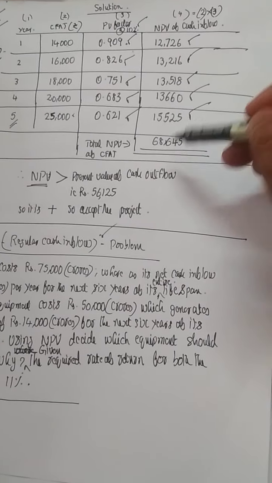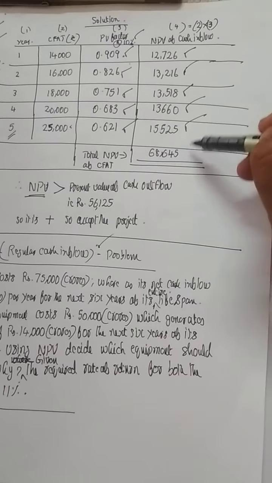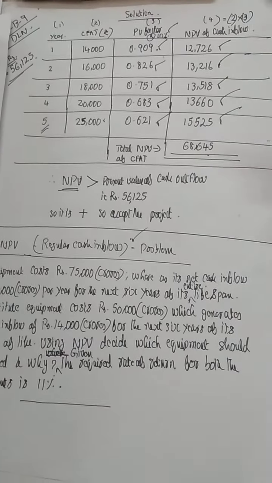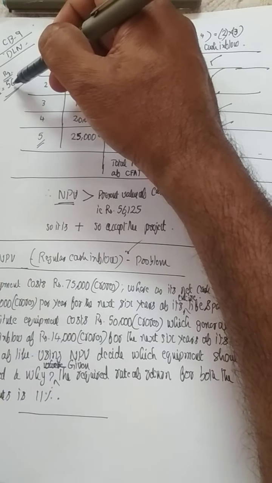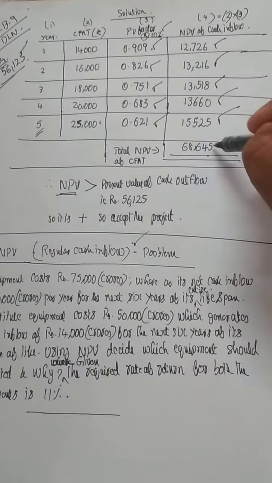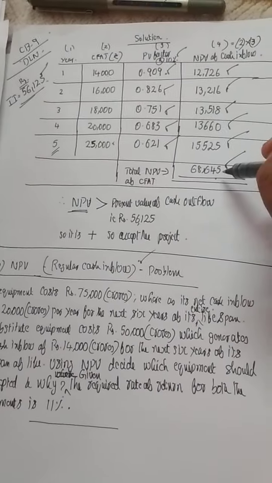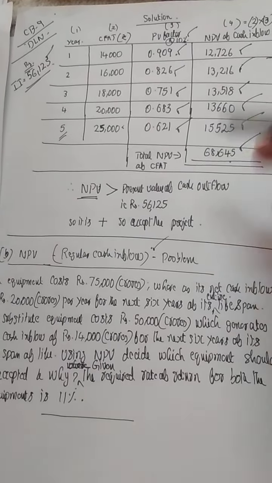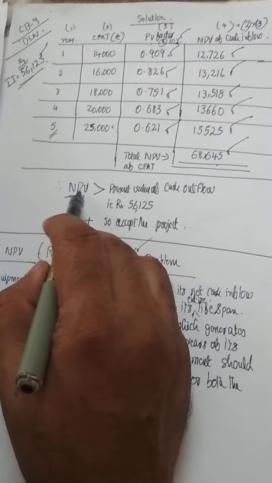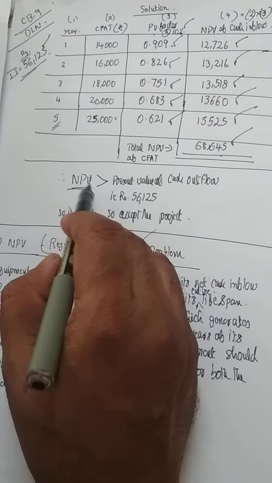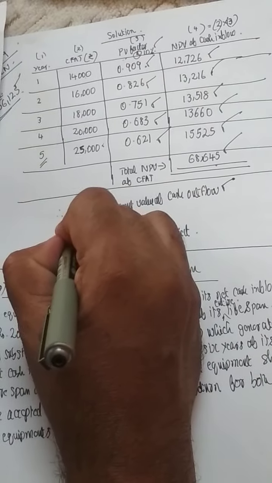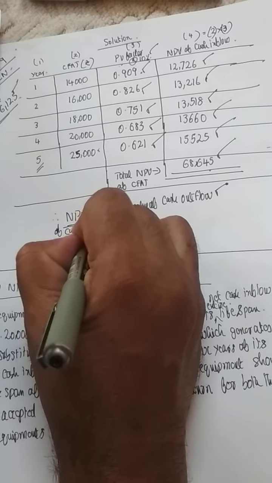So the total, what is the return? 68,645 is the return which we are getting from the project. So 56,000 we had, 56,000 is the initial investment which we had made into the company. And we are getting the return of 68,645 rupees after taking into consideration the time value of money. So what does it indicate? It indicates that the net present value is higher than the present value of cash outflow. Net present value of cash inflow, I will describe it once more.